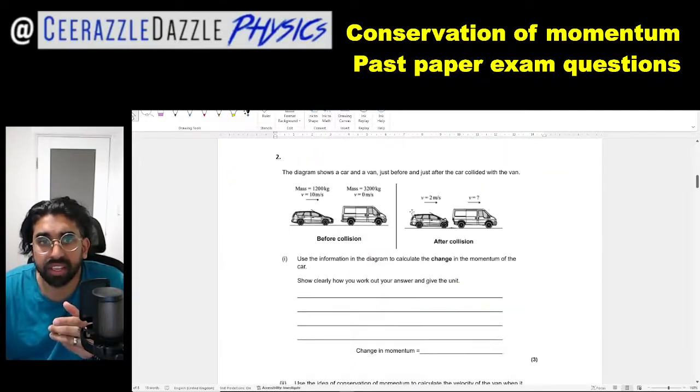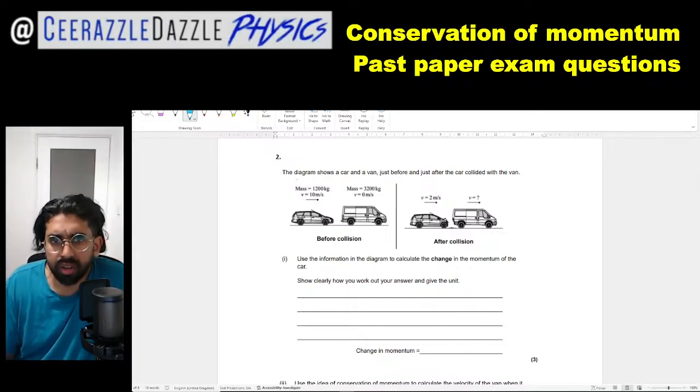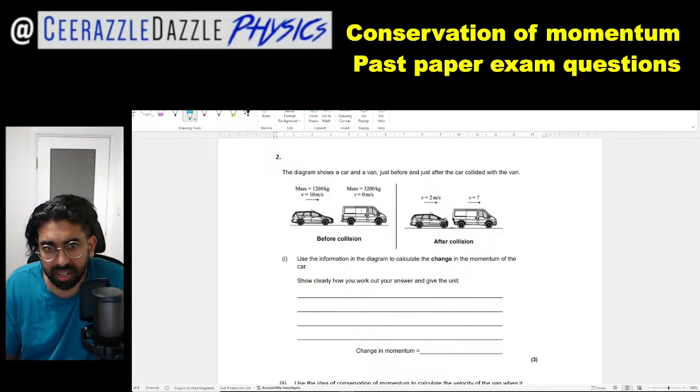Okay, this one over here. Diagram 2. The diagram shows a car and a van just before and after a car collided with a van. So here's a car and there's a van over here before the collision, and it's going to be after the collision over here. They're going to collide. First of all, they do not collide and stick. They are moving off separately over here.